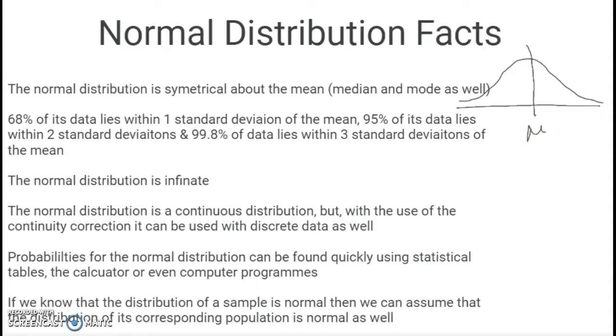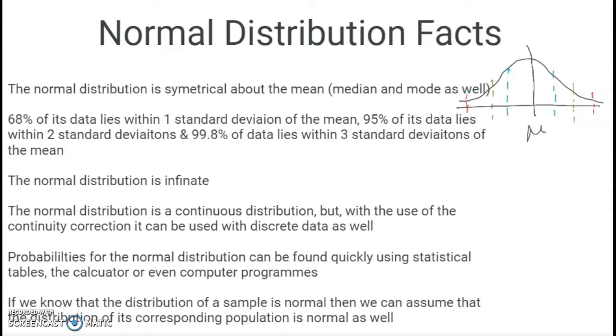68% of all the data lies within one standard deviation, so that's sort of this bit here. 95% of the data lies within two standard deviations, so in between those green lines there. And 99.8% of all the data lies within these red lines, and that's 3 standard deviations.